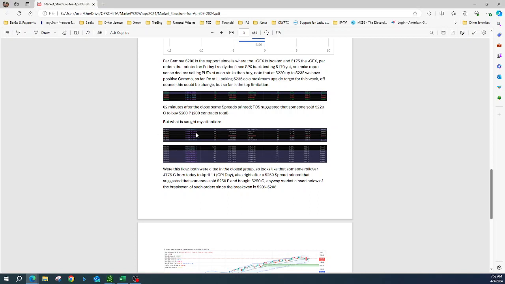But this caught my attention because it expires tomorrow, right? Expires tomorrow. And my interpretation is that they were long, right? That's something that caught my attention, okay? Two minutes after the close, thinkorswim suggests that someone sold 5,220 calls and bought 5,200 puts, 200 contracts. That was the suggestion because of the colors.